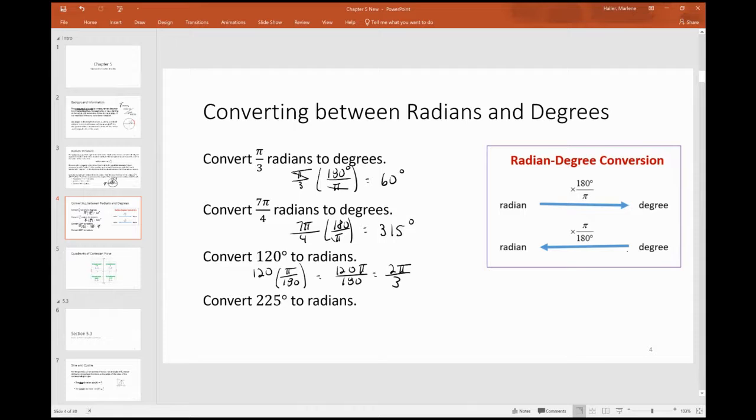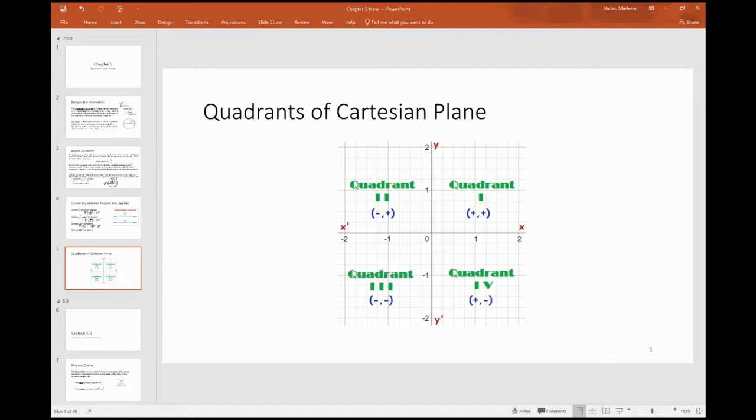One more concept that I want to review with you is the concept of the quadrants of the Cartesian plane. This can be very important as we study trigonometry. We have the 4 quadrants of the Cartesian plane, starting with the upper right: quadrant 1, quadrant 2, quadrant 3, and quadrant 4. What's important here is that in quadrant 1, both x and y coordinates of any points will be positive. Positive x and positive y.